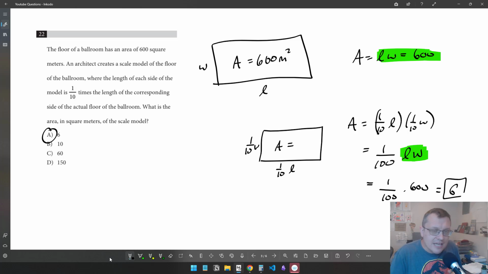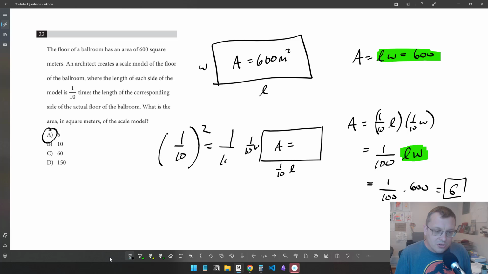And that is to recognize that the ratio of the areas of two similar figures is the square of the ratio of their sides. So now that we know the ratio of the sides is 1/10, the ratio of the areas would be the square of that. If I square 1/10, we get 1/100. And so this tells us the ratio of the areas is 1 to 100. If the big one is 600, we scale that down by a factor of 100, we get 6. So there is a fast way to do it.